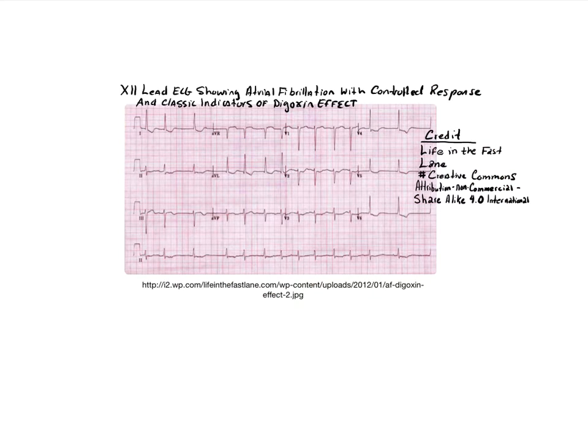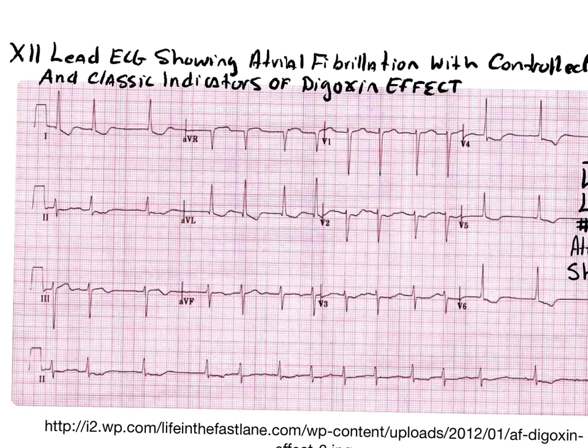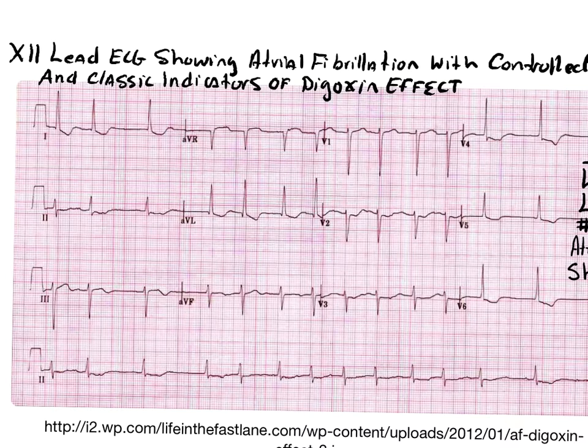And let me just show you another example here. So here I have somebody in atrial fibrillation, and what do we know is often used to treat atrial fibrillation? Digoxin, how about that? So what do you see? Do you see ST depression here? Do you see that there? Do you see some ST depression here?